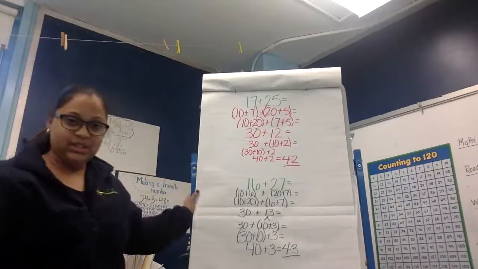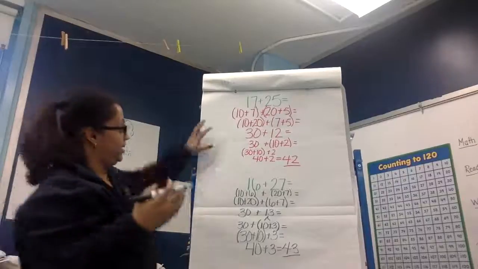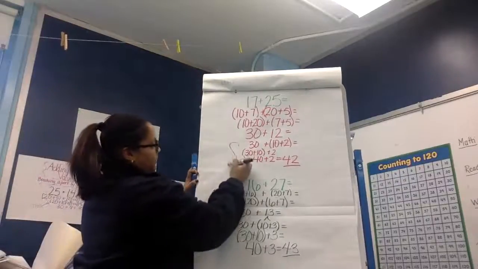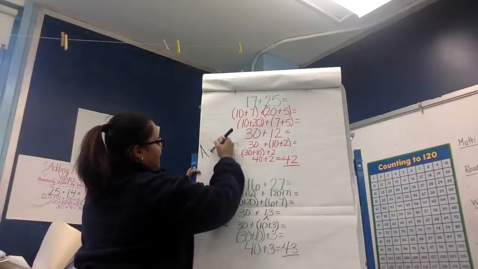This is Miss G's adding by place value. And up here too, I forgot to name it. So both of these are adding by place value.